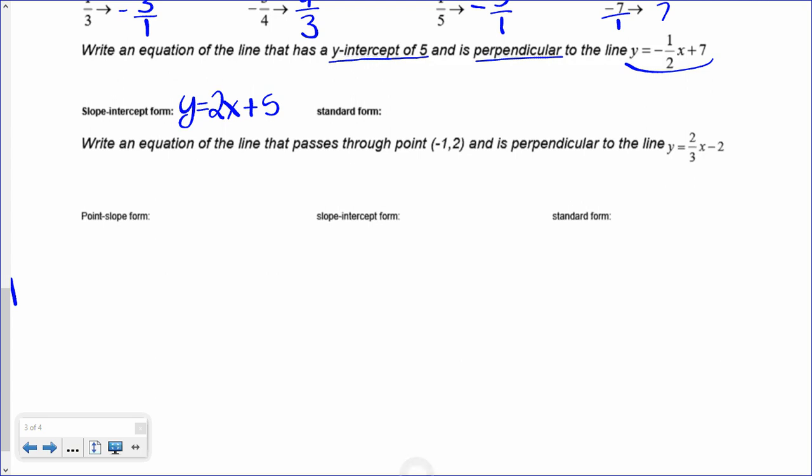So that was the intercept, right? For the slope-intercept form. What's standard form? Negative 5. So, say that one more time. 2x minus y equals -5. Yep, that's right.